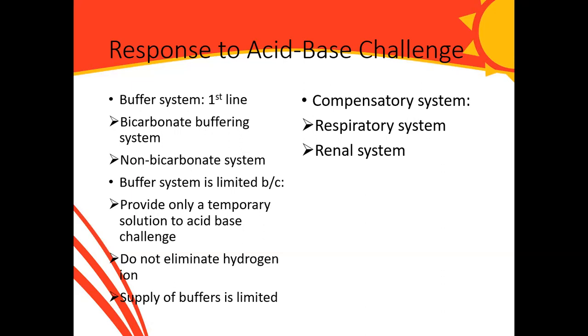The second way the body responds to acid-base challenge is by initiating a compensatory system, which can be respiratory or renal. If the problem is metabolic, the respiratory system will try to adjust to compensate for it. And if the primary disorder is respiratory, the metabolic system will also make some changes to reduce the effect. And we have metabolic compensation.